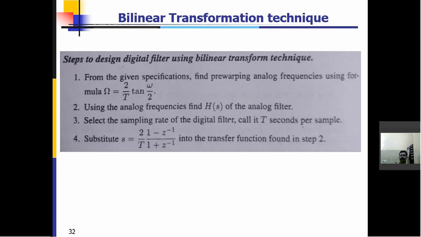Using the analog frequencies, find H of s of the analog filter. Select the sampling rate of the digital filter. Call it T seconds per sample. Then substitute s is equal to 2 by T into (1 minus z inverse) divided by (1 plus z inverse) into the transfer function found in step 2.